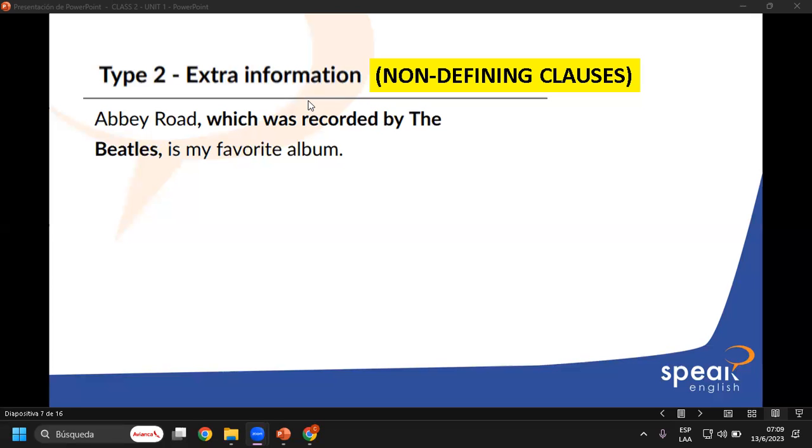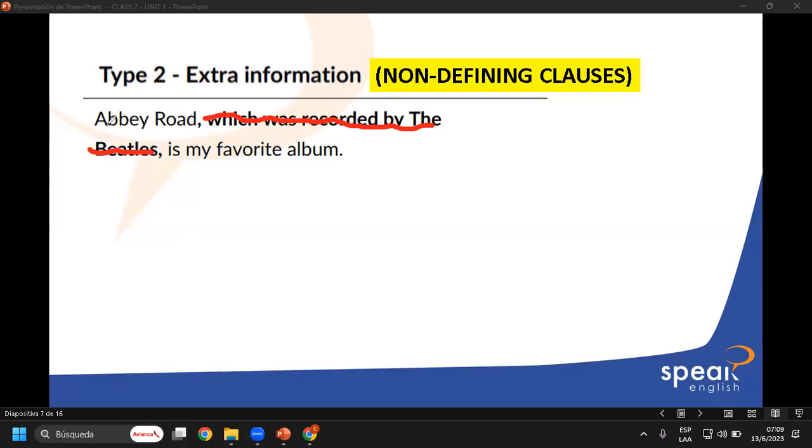Not exactly. It is not essential. So imagine if I say, Abbey Road, which was recorded by the Beatles, is my favorite album. If I omit this information, what do you think? Does it still make sense? This one is my favorite album. Yes, it makes sense.